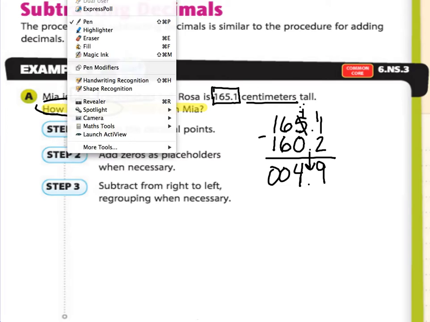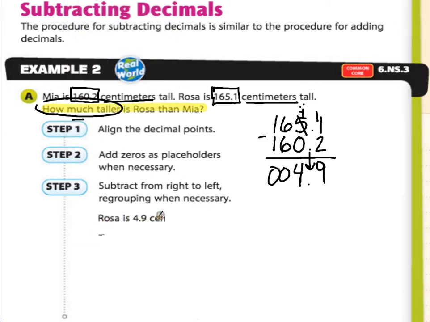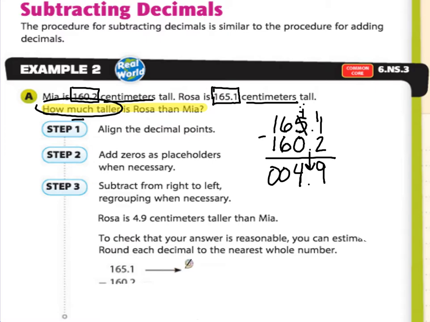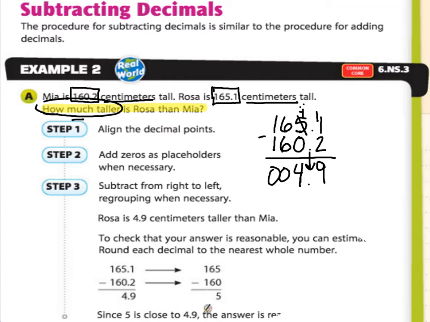Okay, now again, I can check my answer for reasonableness by estimating. But I know here that Rosa is 4 and 9/10 centimeters taller than Mia. And then to check for reasonableness, I would round the 165 and 1/10 to 165. I could round the 160 and 2/10 to 160. And then I know that my answer should be close to 5, which 4 and 9/10 is very close to 5.